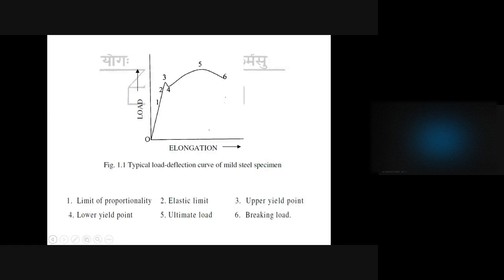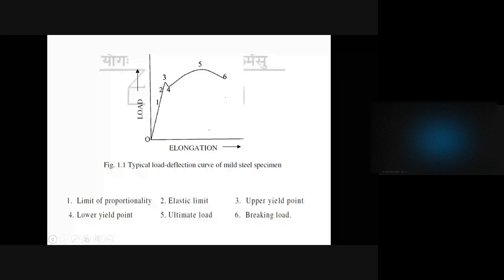Then there are 2 points marked as 3 and 4, the upper yield point and the lower yield point. The yield point means that during loading, momentarily the specimen loses its strength. Till now we were increasing the load and the deformation was also increasing. At a certain point, even without increasing the load, the load remains the same but the deformation increases. That is called the yield point. Where it starts is called the upper yield point, and where it ends is called the lower yield point.